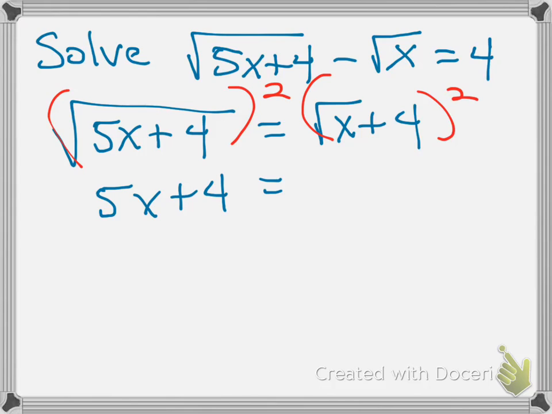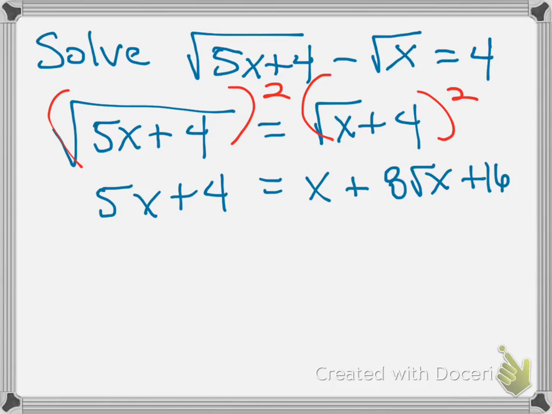So the first term would be the square root of x times the square root of x. So that's just x. Then for the inside, we would have 4 times the square root of x. For the outside, we'd have 4 times the square root of x. So that's going to be 8 square root of x. And then our last term is going to be 4 times 4, so that'll be 16.